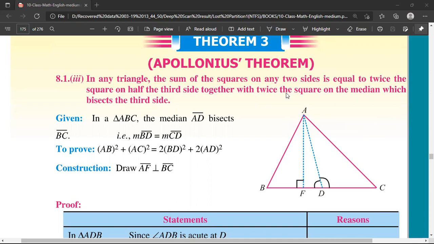The word median needs some revision. A median is basically a line segment which is obtained by joining one vertex of a triangle to the midpoint of the opposite side. Like A is a vertex, BC is the opposite side, and point D is the midpoint of side BC. If you join the vertex A to D, the length AD is called the median. So now come back to the statement which is required to be explained right here.